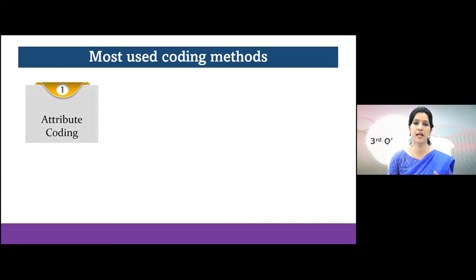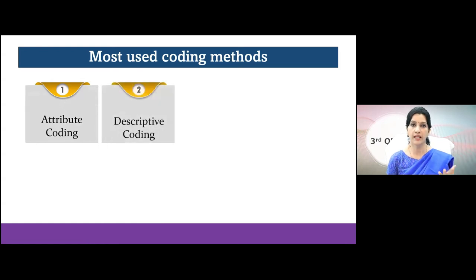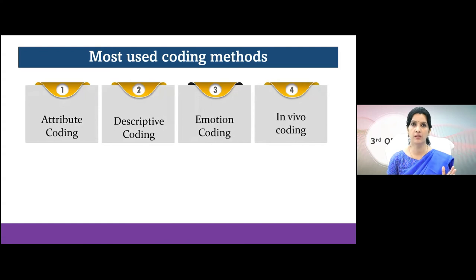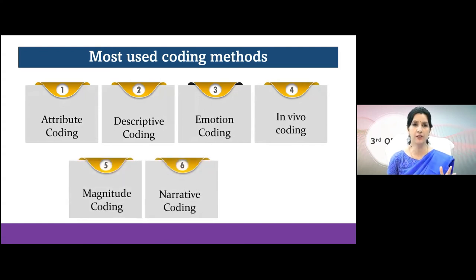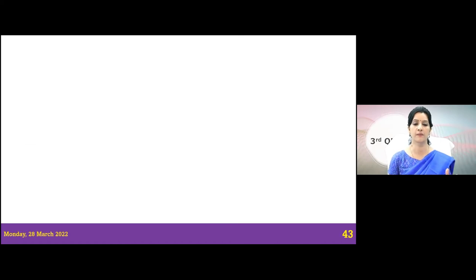So the first is attribute coding. I'm just enumerating it, and then we will discuss it one by one. Second type is the descriptive coding, emotion coding, in vivo coding. You have got magnitude coding, narrative coding, and process coding. There is one more type of coding, which is the metaphor coding, which we have not included here. That is also very important, and we will discuss what that is.